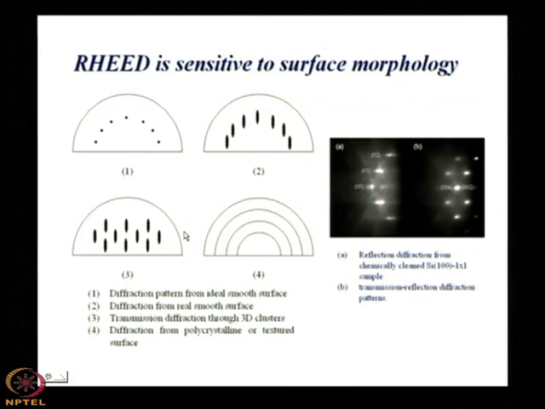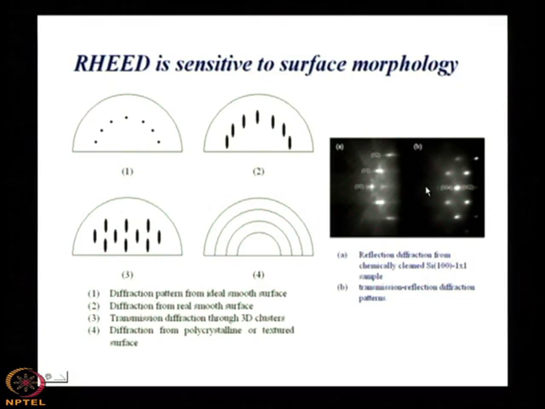And if it is polycrystalline, not a single crystal substrate or epitaxial growth, then this pattern will be like this. So, from the pattern of this RHEED, you can infer how your epitaxial layer looks. Basically, one streak implies only a single layer. One streak reflects only a single layer.